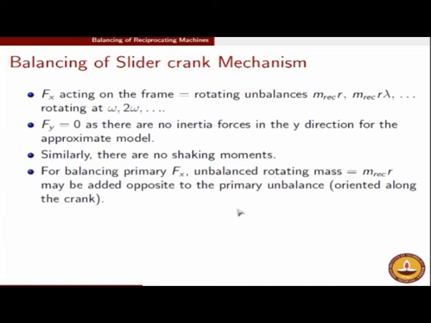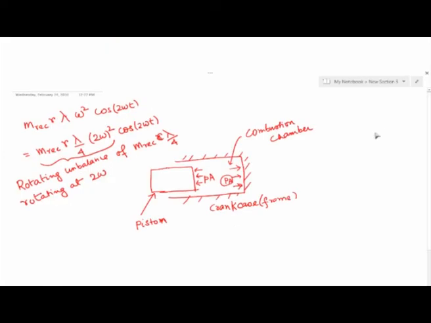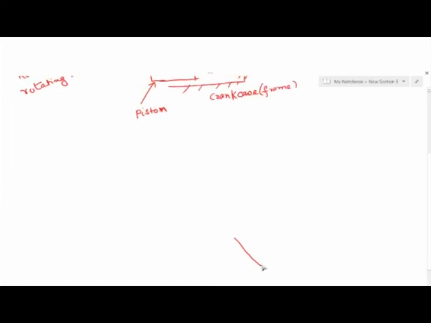So let me get back to my notes and tell you how this will be done. As I said, the primary unbalanced force that you see is made equivalent. So this is my x direction, which is the direction of slider motion.